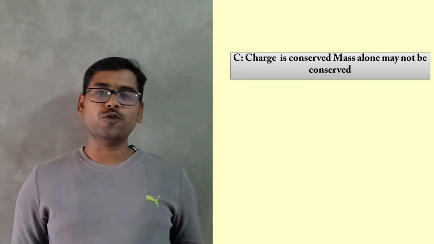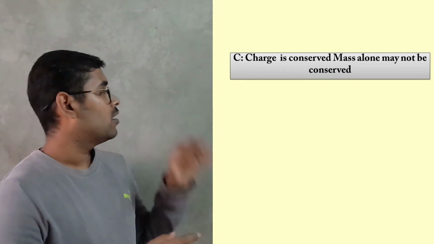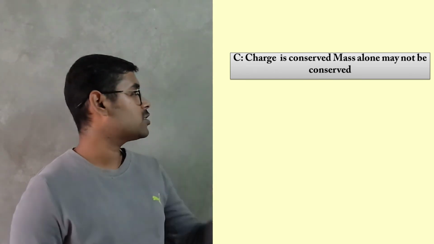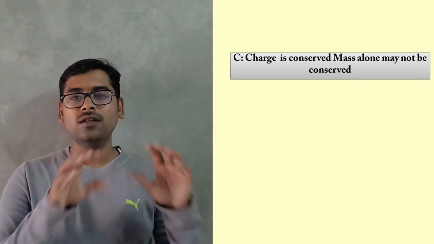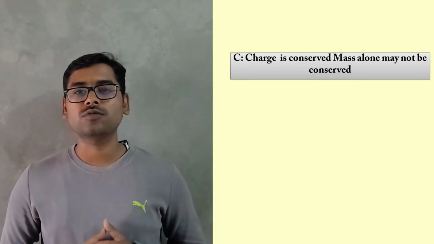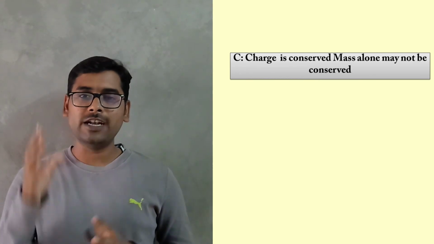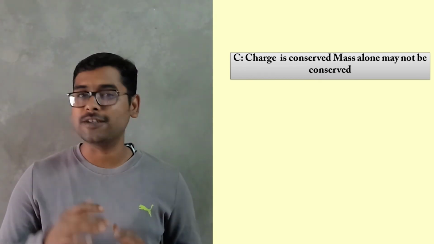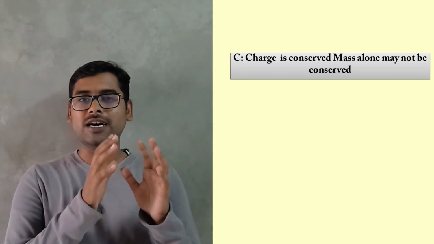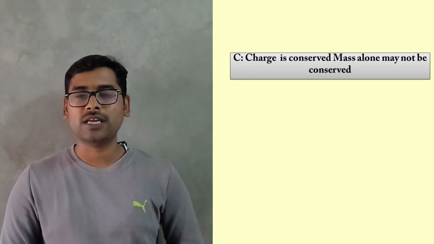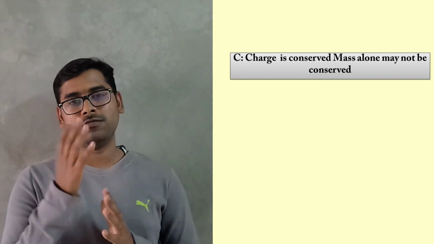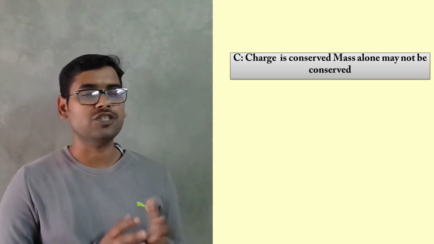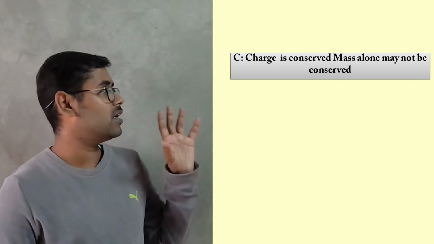Guys, now let us move to the last statement. Charge is conserved but mass alone may not be conserved. Guys, while discussing the previous question, we have seen that total charge in the universe remains constant with time. And this property of charge is known as conservation property, or in other words, we can say that charge is conserved.